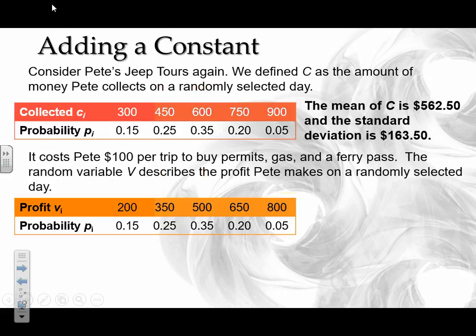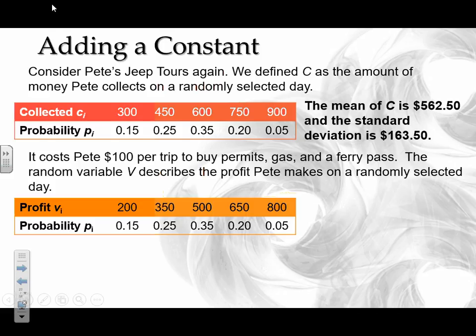So 200, 350, 500, 650, 800. Where are those coming from? Yeah, we take out our variable C and we're subtracting 100 from it. If he collects 300, but it costs him $100 to do the tour, that means he's only profiting 200. If he collects 450, but it costs him $100 to run it, he's only collecting or profiting 350, right? So we're subtracting 100 from every single value. That's giving us our new variable. So if we're going to subtract 100 from every single variable, what do we suppose is going to happen to our mean? We should probably subtract 100.